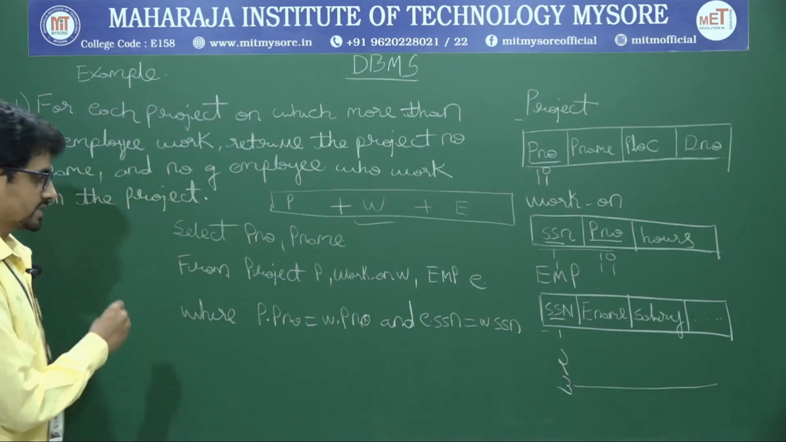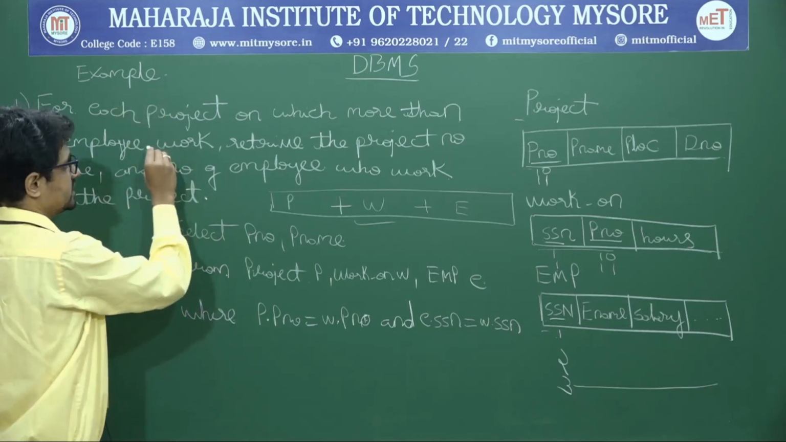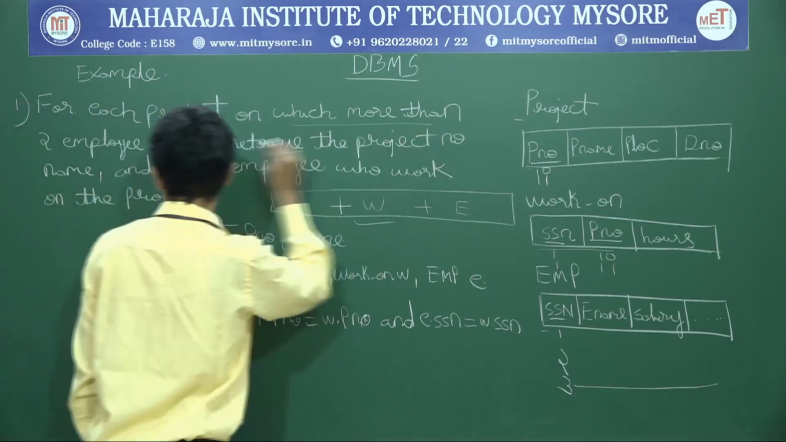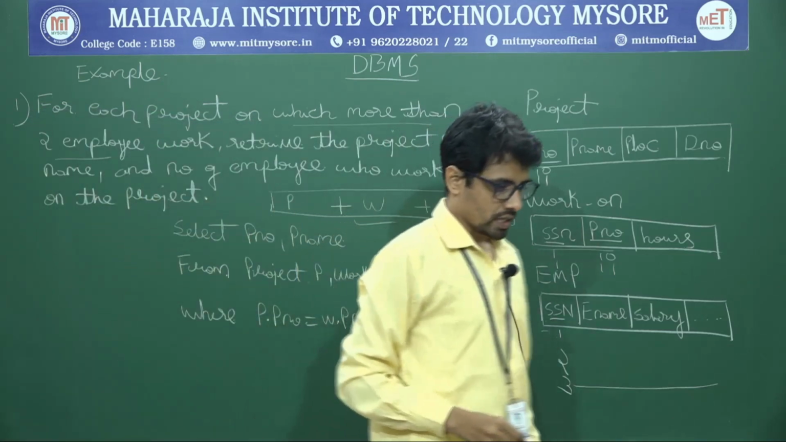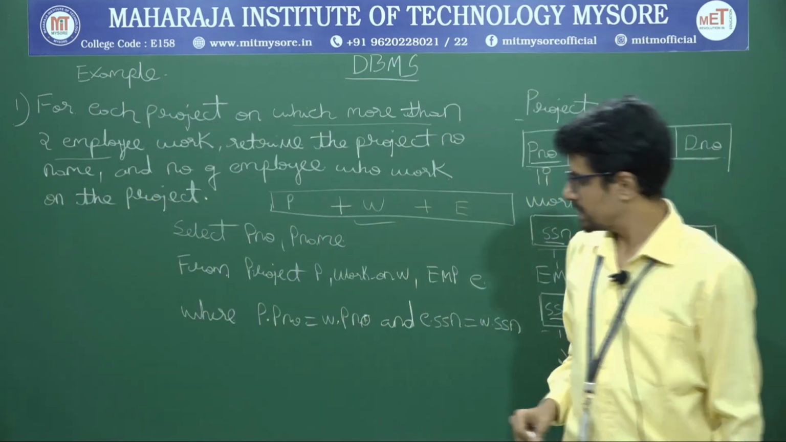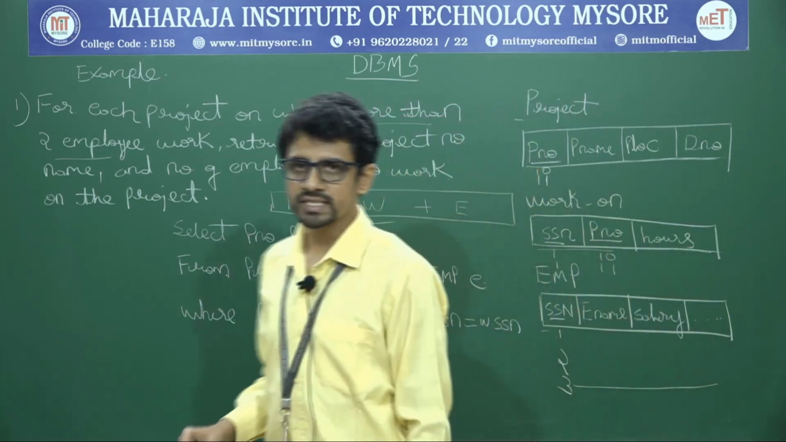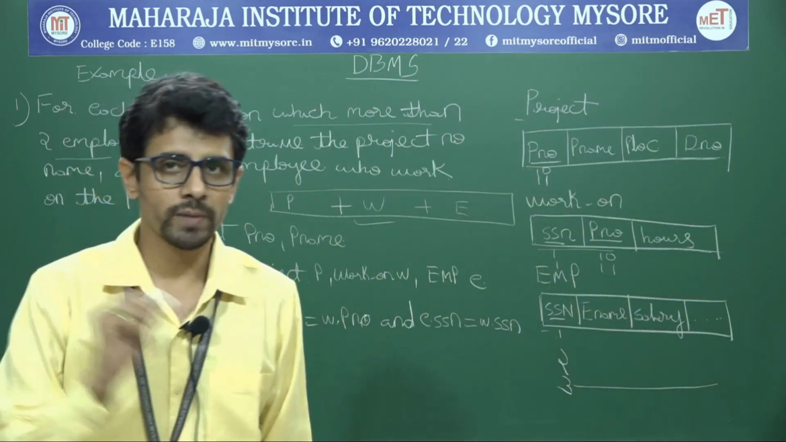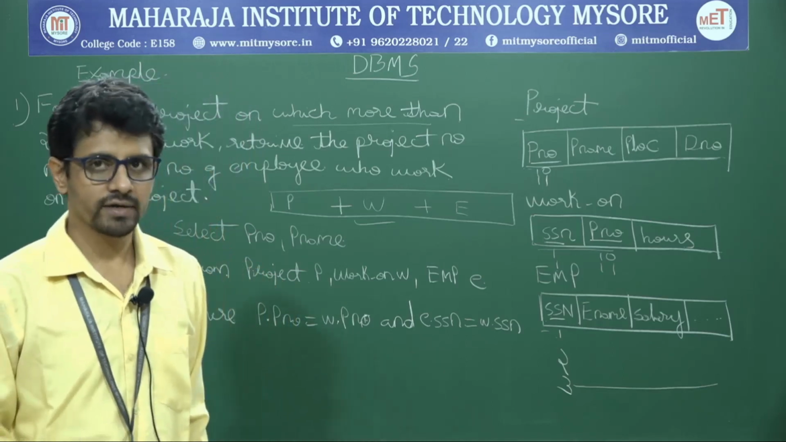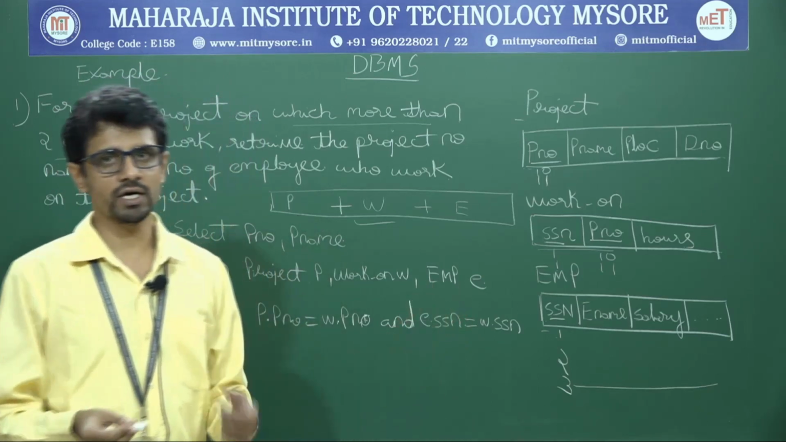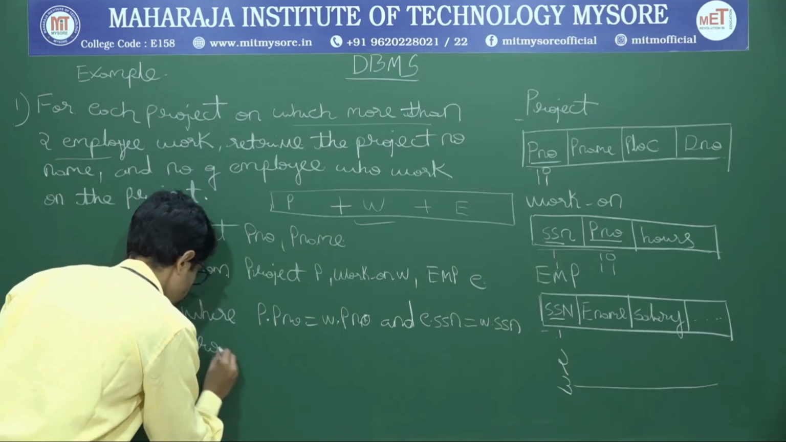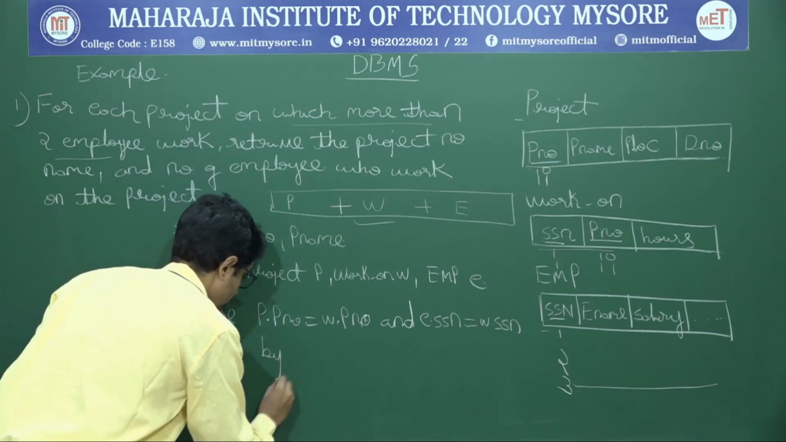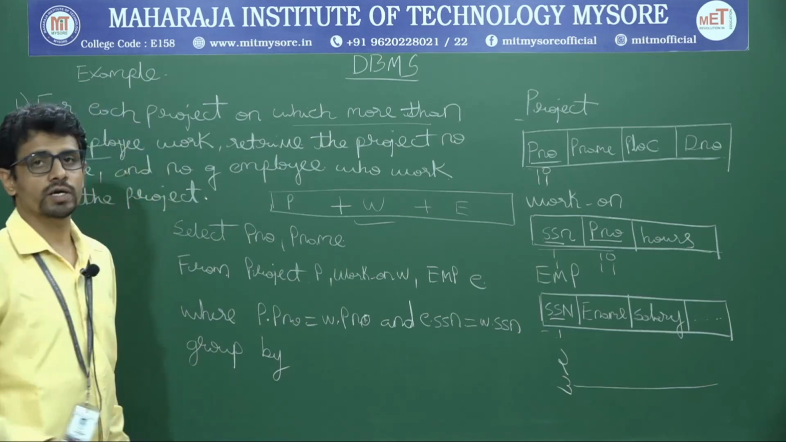Okay. So next, the major condition for which more than 2 employees work. Now I want only those P numbers and P names of projects where more than 2 employees are working. To do that, when I say more than 2, I want to have a group by condition first. So group by. Now, group by of what?